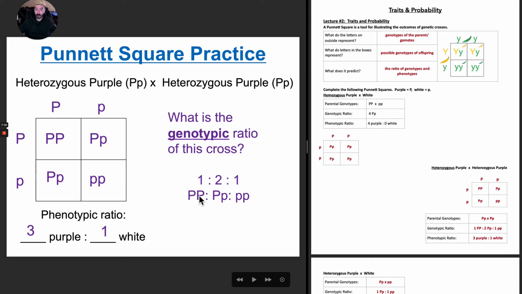You could write it this way, or you could write it as I did here in the notes, and either one is okay. But essentially that means that you'll have the same amount of homozygous dominant and homozygous recessive no matter how many offspring you have, and there will be twice as many heterozygous offspring. The phenotypic ratio is 3 purple here to 1 white. So no matter how many I have, I'll have 3 times as many purple offspring as I would white.